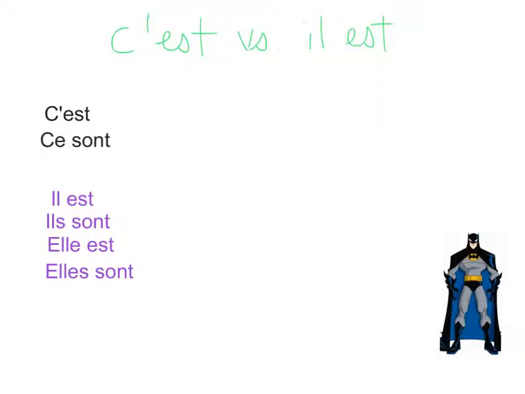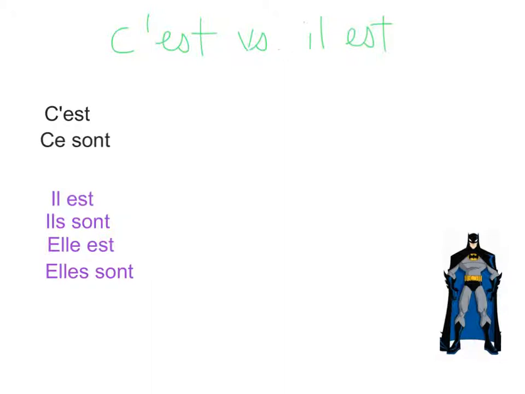Bonjour. So the lesson of today is gonna be called c'est versus il est. Not that c'est and il est are enemies, but in French they will be used differently. Okay? So first, let me explain what we're gonna work with today. We are going to work with c'est and ce sont.